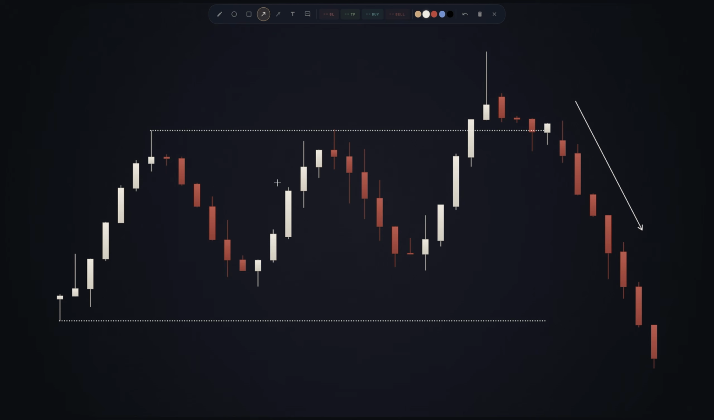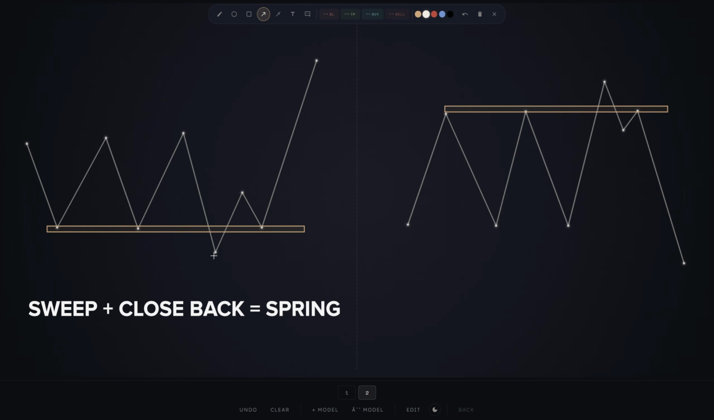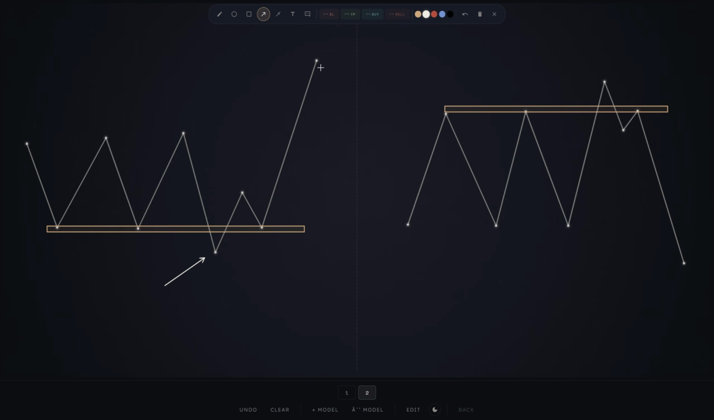There's a name for what happens at each edge of that box. Here's what it looks like, candle by candle. This is the low side version. Price breaks below the range low, grabs sell side liquidity, where sell orders and long stop losses are stacked, then closes back above the same level. Wyckoff called this a spring.